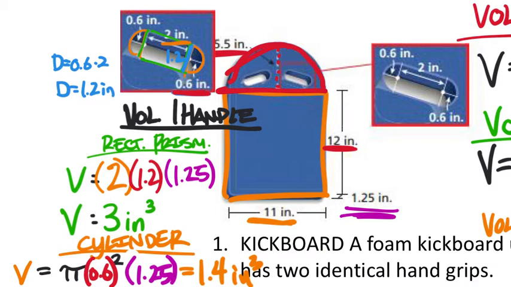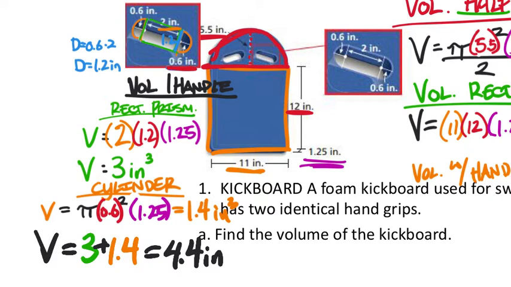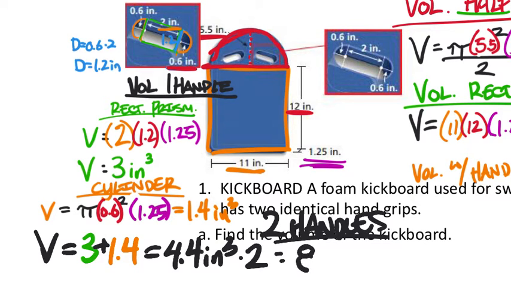So I need a little bit more space on this. So the volume of one handle, the full volume, is where I take the volume of the prism, there in green, which was 3, and the volume of the cylinder, 1.4, and I just need to add these together, which shows is 4.4. Now again, this is the volume of one handle. We need 2 handles, so I just need to multiply that by 2. So that would be 8.8 cubic inches.